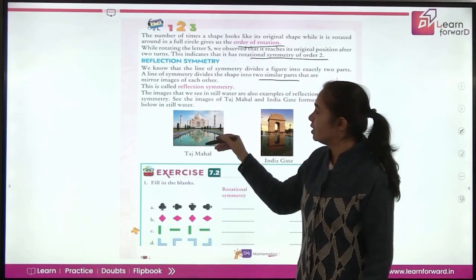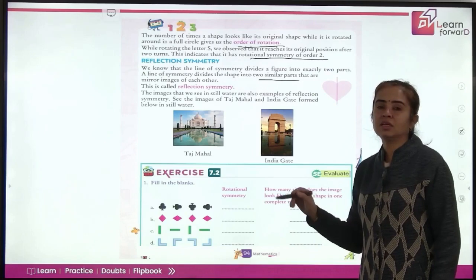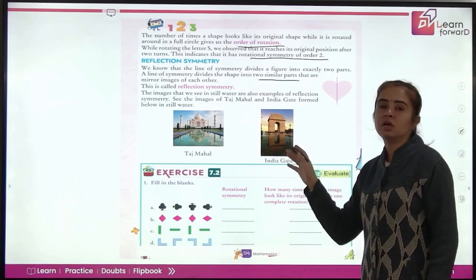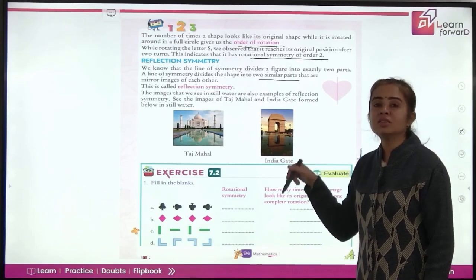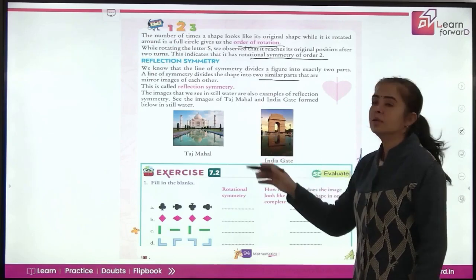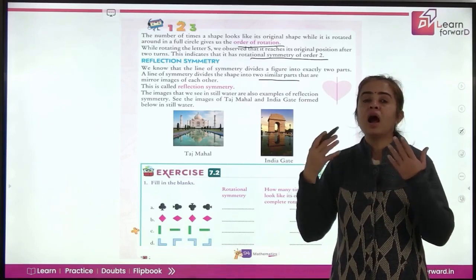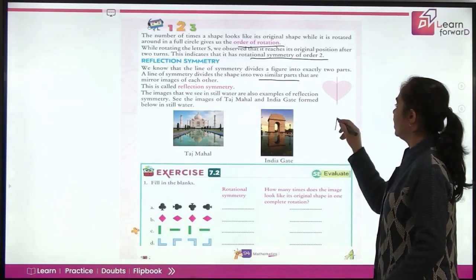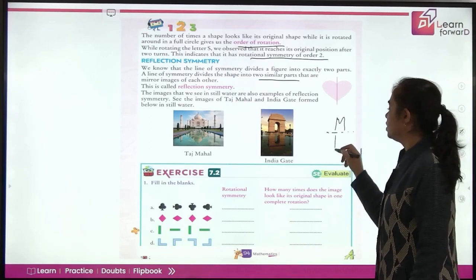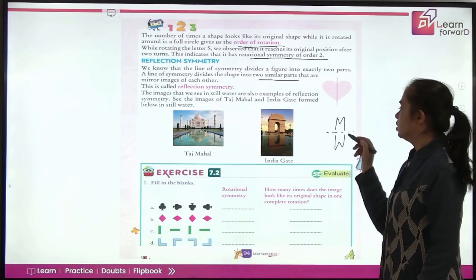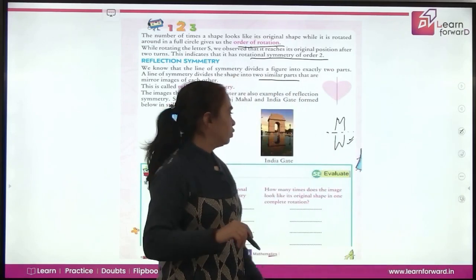It gets exactly the same image below in the water also, in still water. Same happens with India Gate here. If you look into this image of India Gate in water, you will see exactly the same picture inside the water also. So this is called reflection symmetry. It is just like how you see the reflection. If I have a letter M here, how do I see its reflection in water or in a mirror? It will be inverted like this, like W. So this is called the reflection symmetry. Right, children? Now let's move to the next.